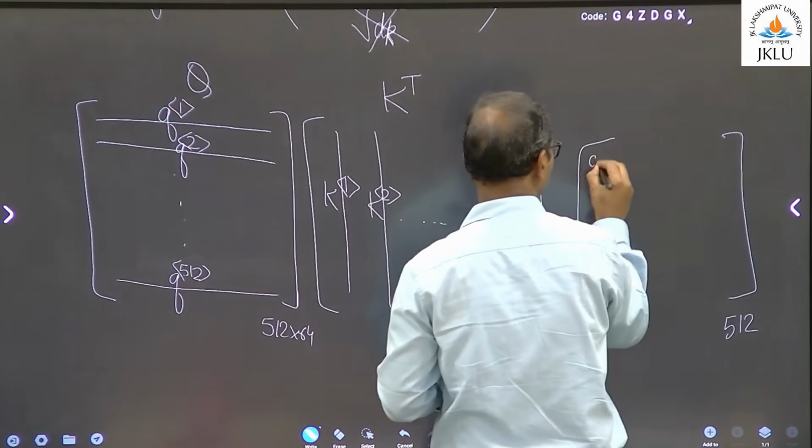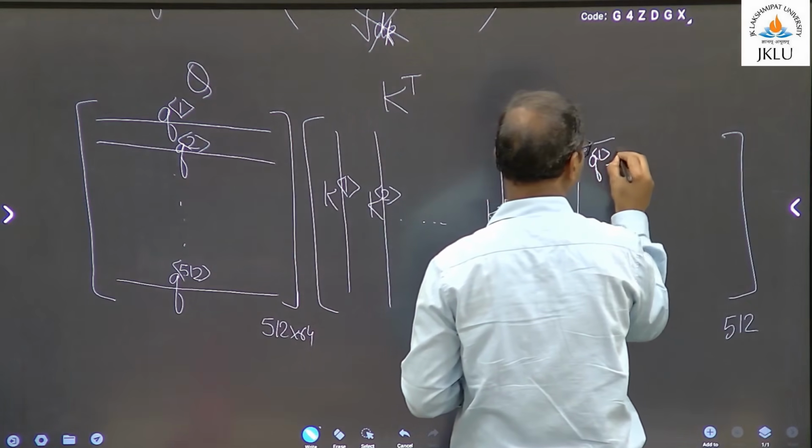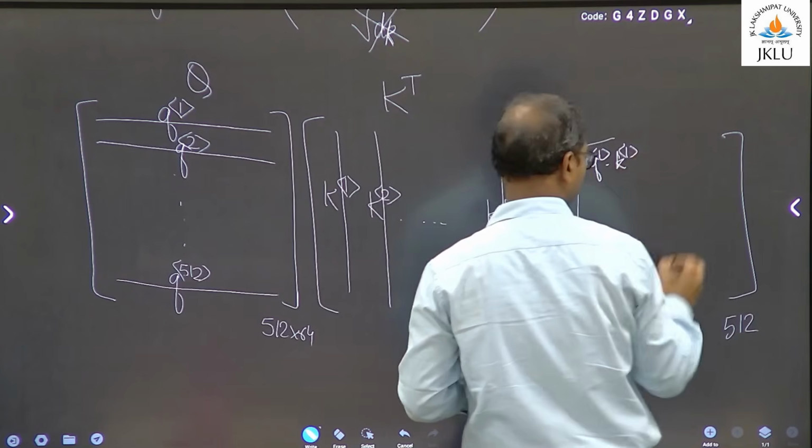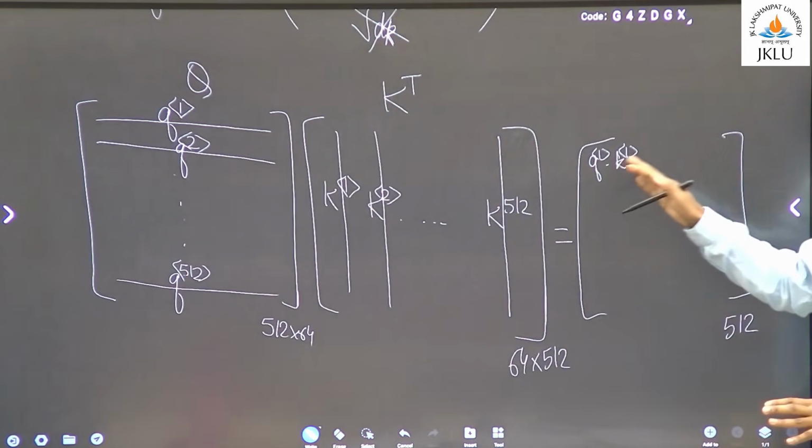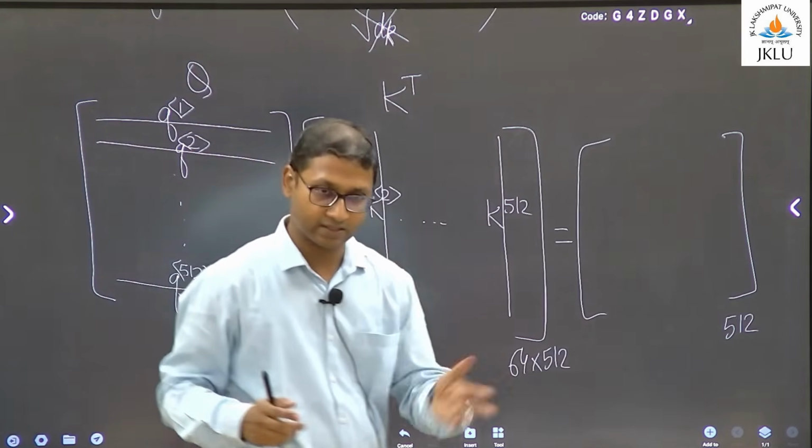So this is the matrix of all these dot products that you are talking about. So this is Q1 dot K1 and so on. Let's continue this in the next class.